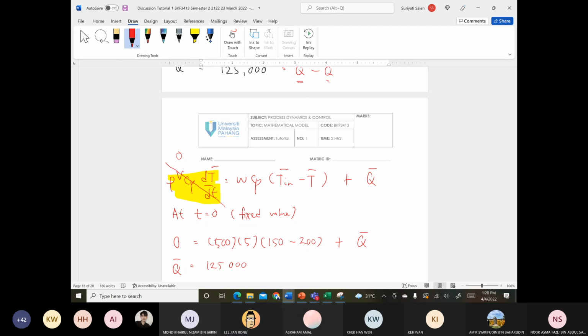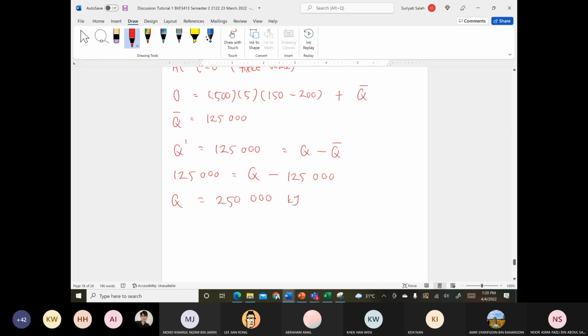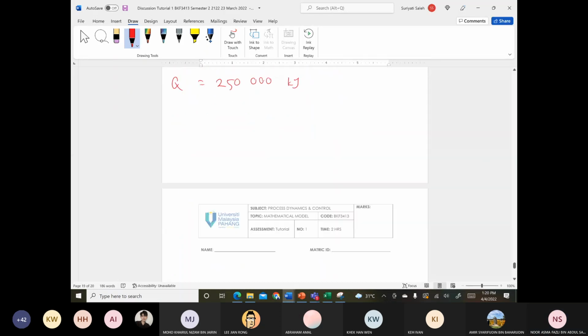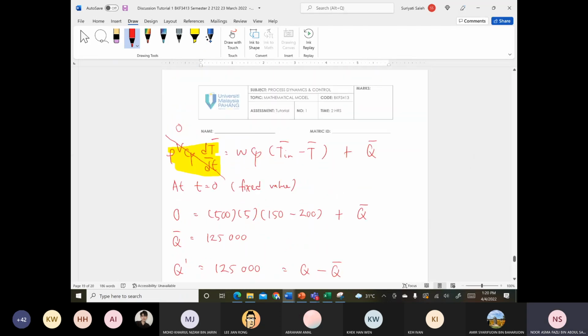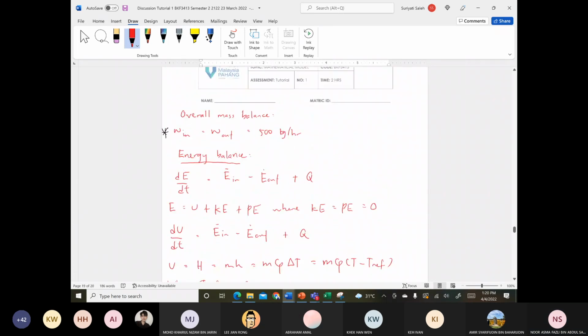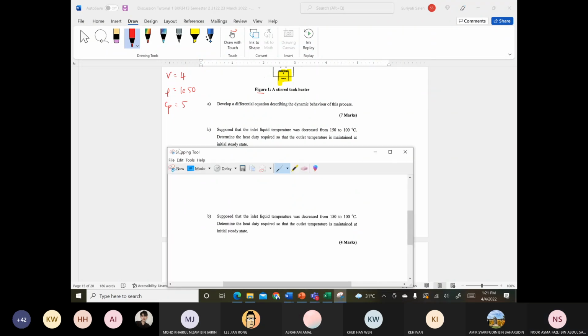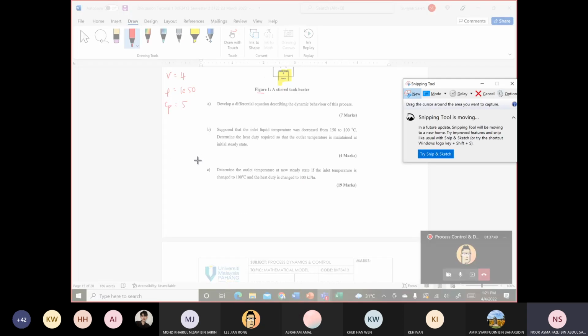Okay, doctor. So we complete question A and question B. Now we can go for question C. Determine the outlet temperature at new steady state if the inlet temperature is changed to 100 and the heat duty is changed to 300 kJ per hour. Alright, let me copy this one.